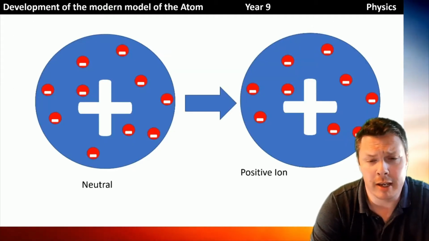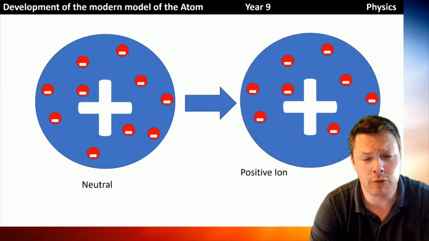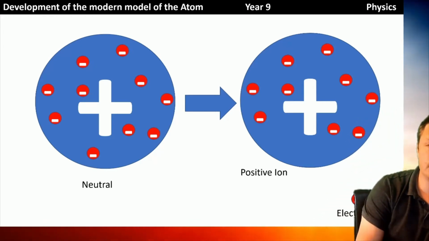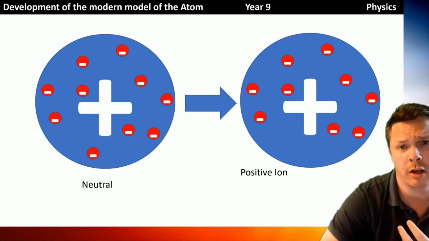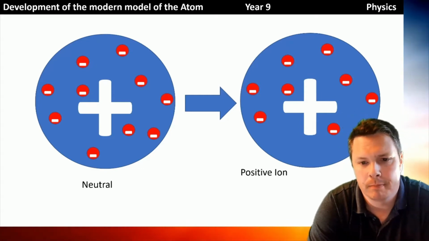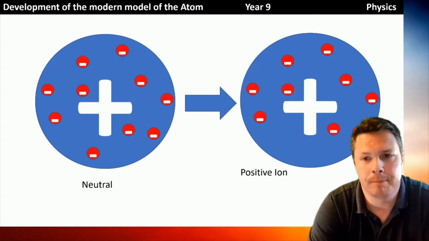For example, you could take a neutral atom, and that neutral atom could eventually become a positive ion if you end up removing an electron. If that electron is removed, it will leave an overall positive charge, and so there was a mechanism to explain how ions could be formed. That was the plum pudding model.